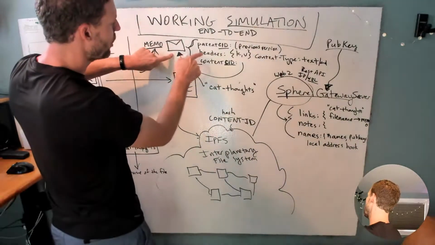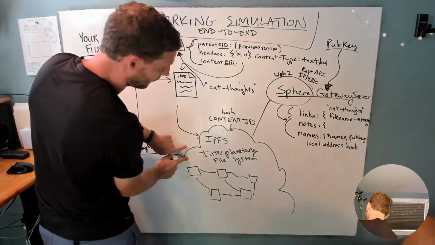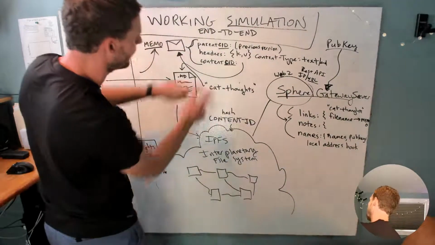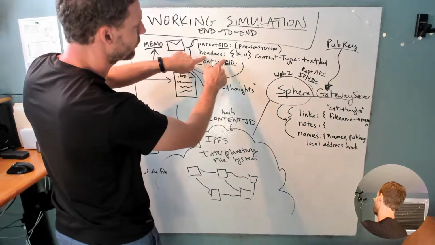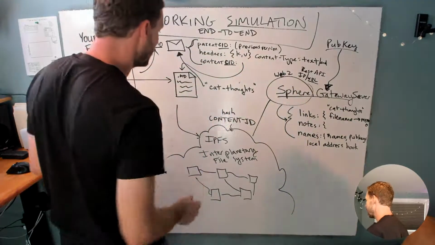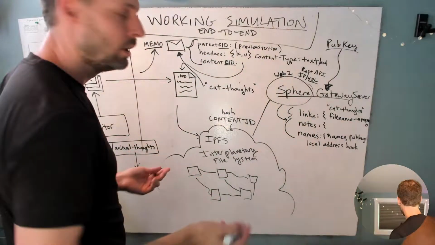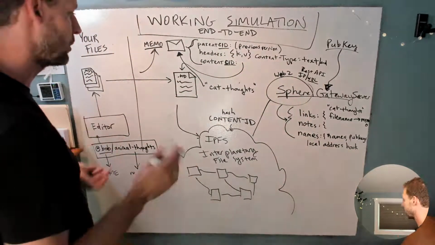Giving me a link to their memo gives me a link to the content SID, which gives me a link to IPFS where I can get the content of the file. And I can certainly get things like headers from it. I can get the previous versions of it. And assuming that this is a public file, we'll talk about public and private encryption and stuff like that.